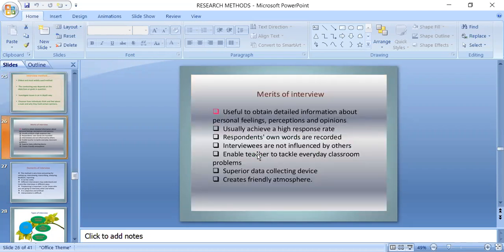Advantages of interview: it is useful to obtain detailed information about a person's feelings, perceptions, and opinions. It is usually used to achieve a high response rate. Respondents use their own words for record. It is not influenced by others. It enables teachers to tackle everyday classroom problems, superior data collection, and it creates a friendly atmosphere. Friendly atmosphere doesn't mean a sort of chit-chat. It means building a rapport with each other.